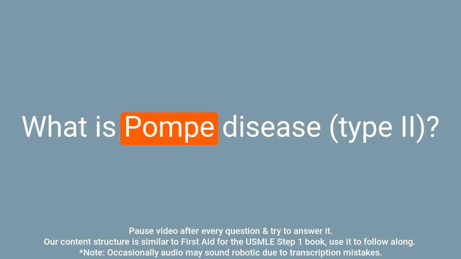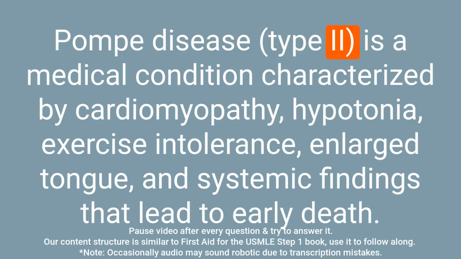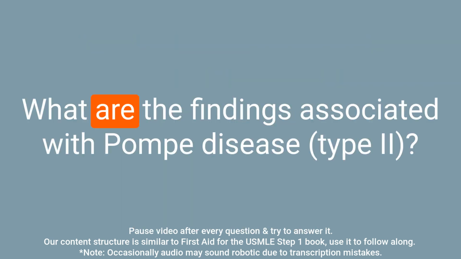Question: What is Pompe disease? Answer: Pompe disease is a medical condition characterized by cardiomyopathy, hypotonia, exercise intolerance, enlarged tongue, and systemic findings that lead to early death.